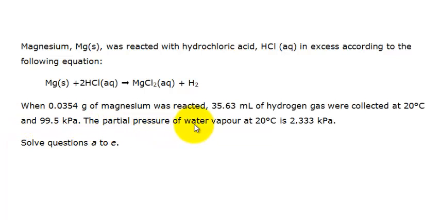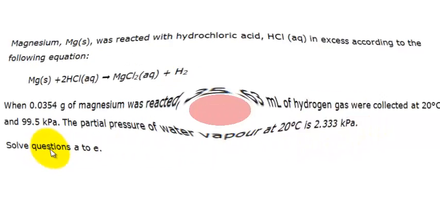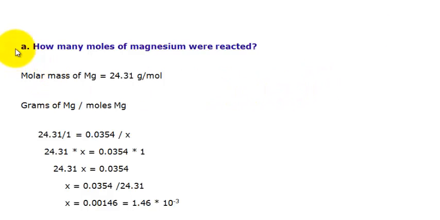The partial pressure of water vapor at 20 degrees Celsius is 2.333 kilopascals. Solve questions A to E. A. How many moles of magnesium were reacted?